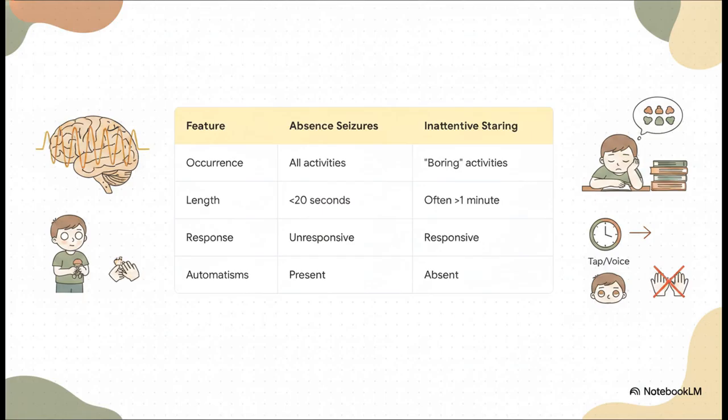You'll need to distinguish absent seizures from simple inattentive staring. While absent seizures can happen during literally any activity, lack a response to stimulation, and often feature those automatisms we just talked about, inattentive staring primarily happens during boring activities. Inattentive spells also last a lot longer, often well over a minute, and the patient will usually respond to vocal or tactile stimulation. You can snap them out of it. And unlike absent seizures, they don't have automatisms.